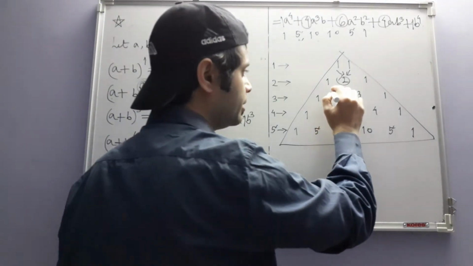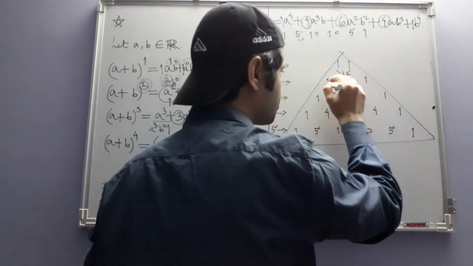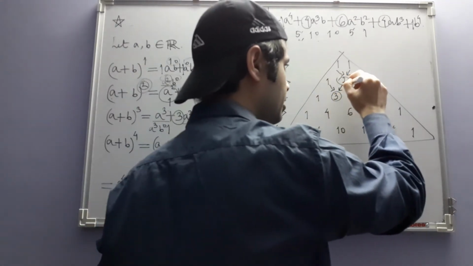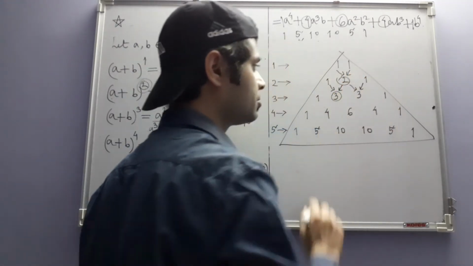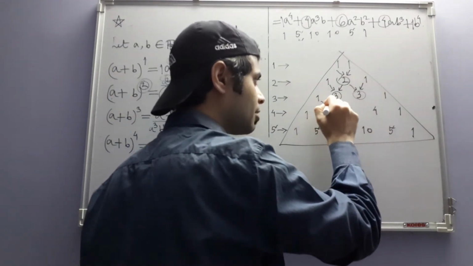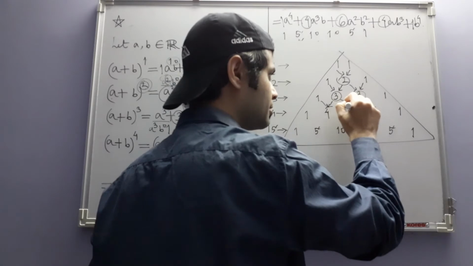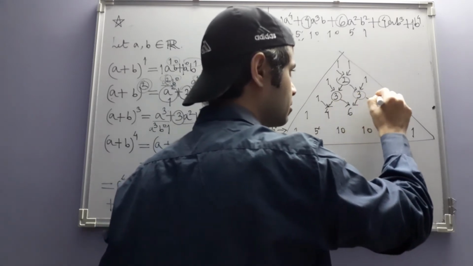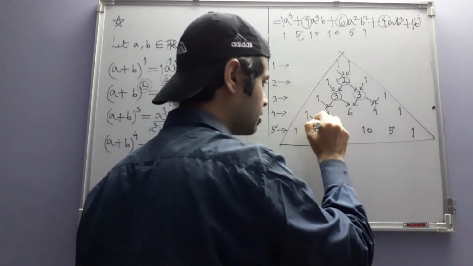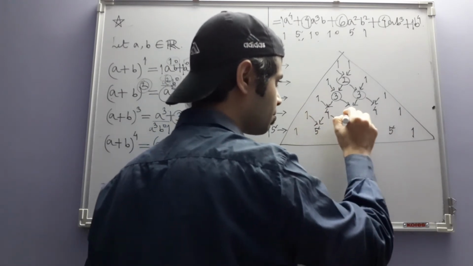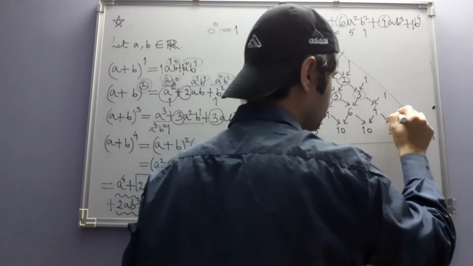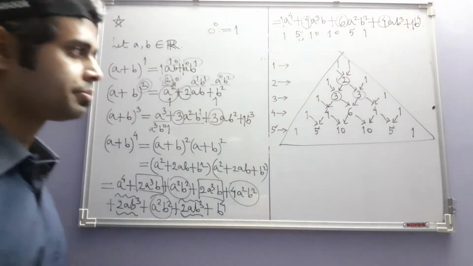You see, here this 3 comes from 1 and 2. 1 plus 2 is equal to 3. Similarly, 2 plus 1 is equal to 3. 3 plus 1 is equal to 4. 3 plus 3 is 6. 3 plus 1 is 4. 4 plus 1 is 5. 4 plus 6 is 10. 6 plus 4 is 10. 4 plus 1 is 5.